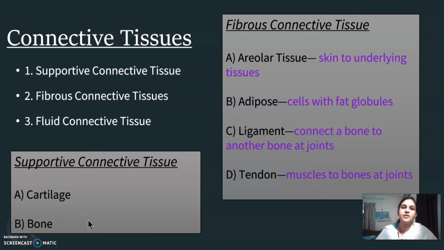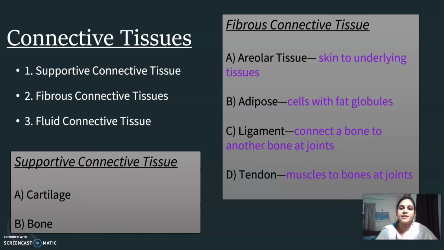The cartilage is present in our ears. Actually our ears are made of cartilage, and the tip of our nose. So the cartilage tissue is a type of supportive connective tissue, and next is the bone. Bone is the main supportive structure of our vertebrates. Okay, and these cells are embedded in a hard matrix of calcium and phosphorus salts. So the cartilage and bone are two different types of supportive connective tissue.